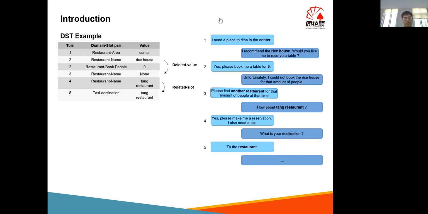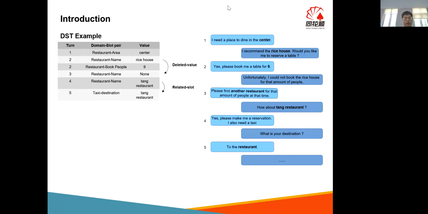Here is an example of DST. As the table shows, the constraints in the DST are always represented as slot value pairs. On the right is our composition. We should first pay attention to the second turn and third turn in the dialogue. In the second turn, the user first adds a constraint to slot restaurant name with value White House, and then releases the constraint in the third turn, since another constraint, slot restaurant book people, conflicts with the ontology.